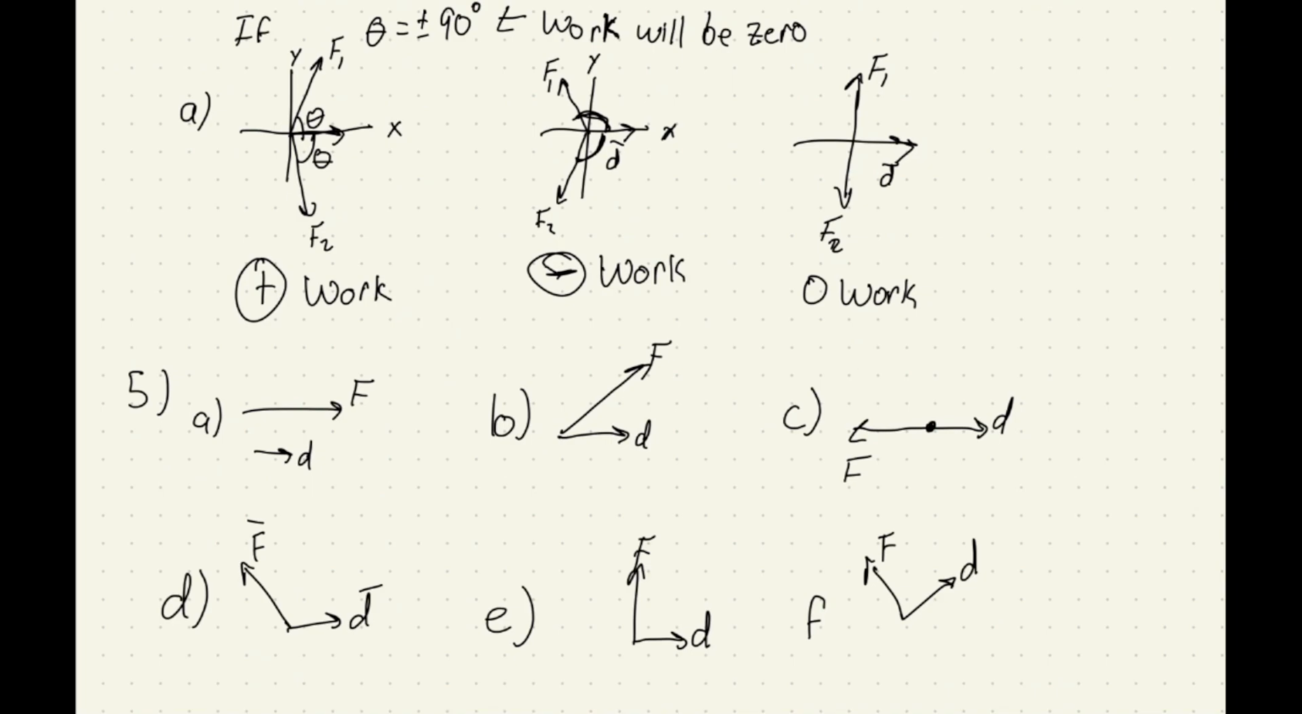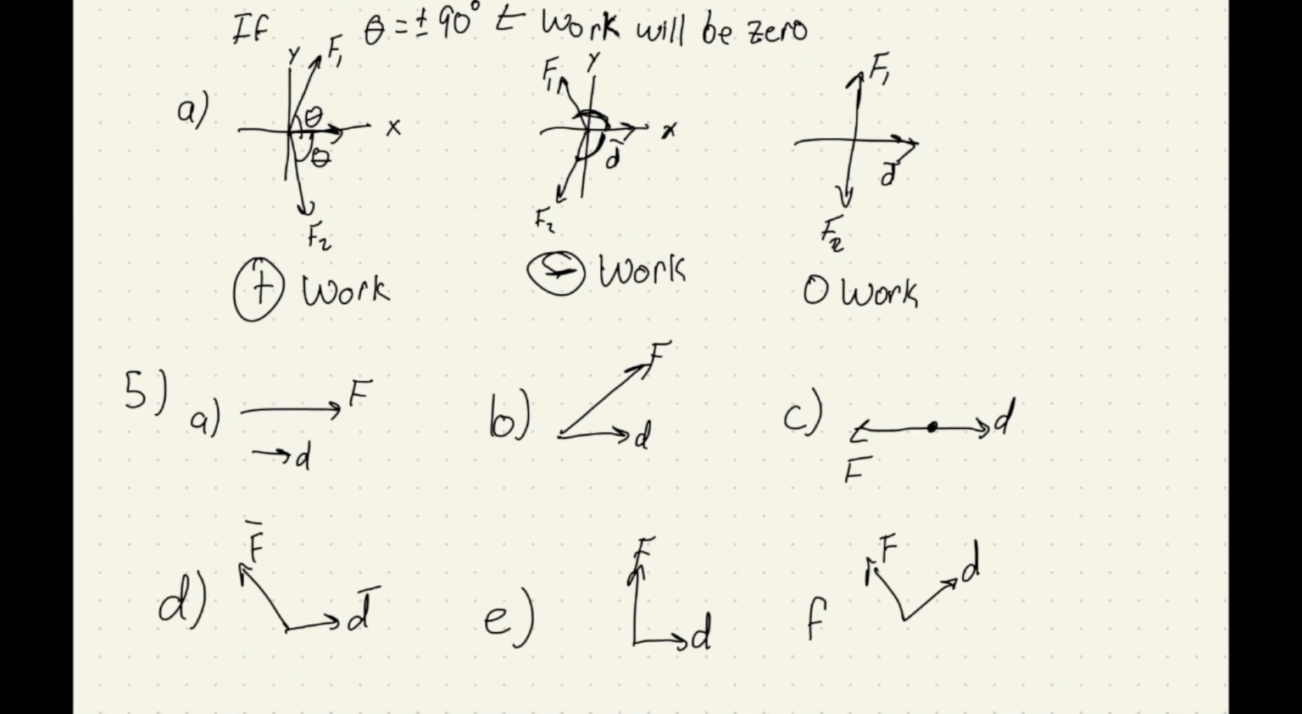Okay, so hopefully you got that done. Here are your answers. For the first one, we have F and D, the angle between them is 0 degrees, and so this would be positive work. For B, the angle here is less than 90 degrees, and so this would be positive work. The angle between force and displacement on C is 180 degrees, so these are anti-parallel to each other, so the work will be negative.